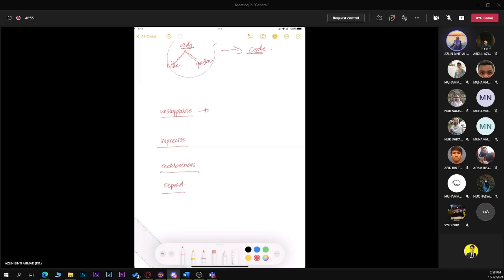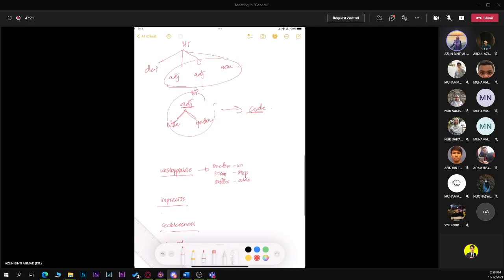You boleh jawab. Maknanya you boleh cakap kat sini prefix. Un. Stem. Stop. And then suffix. Okay. Sama juga yang kat bawah tu. Nanti you buatlah. Okay, ini tak susah.